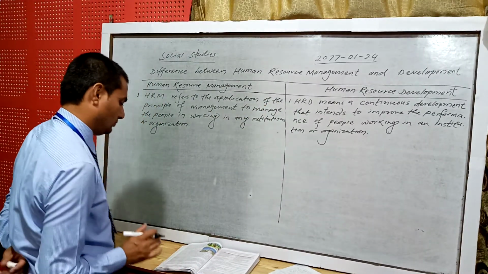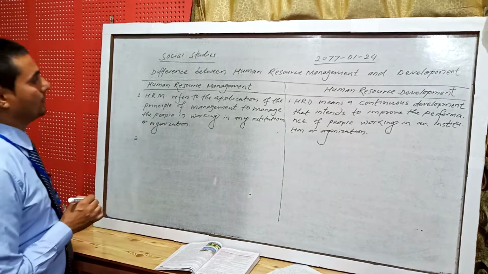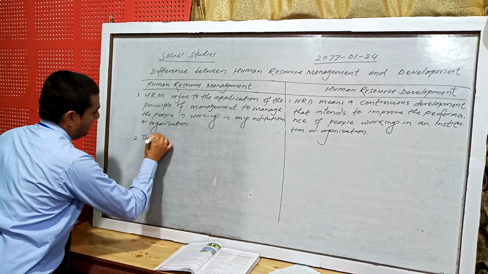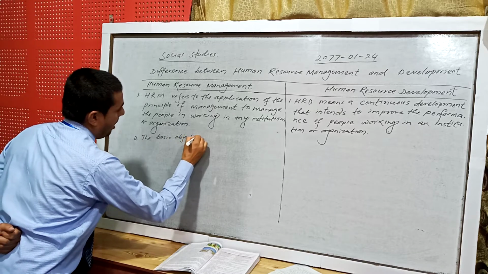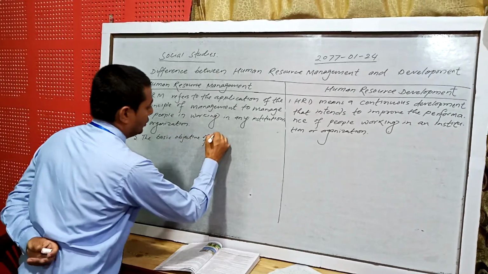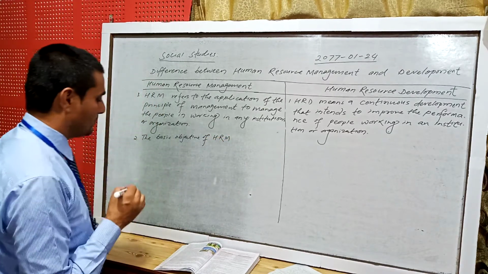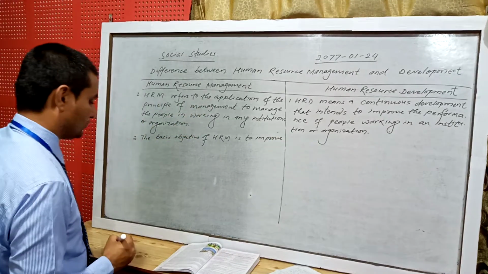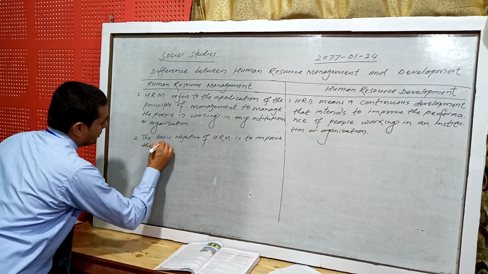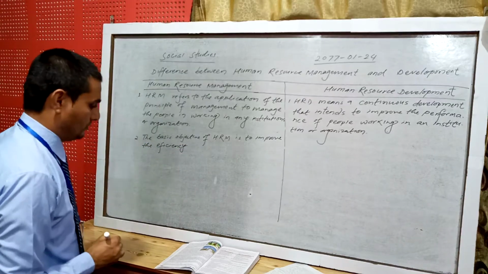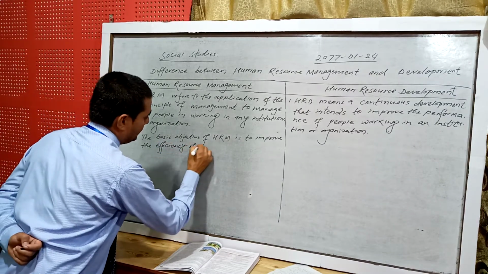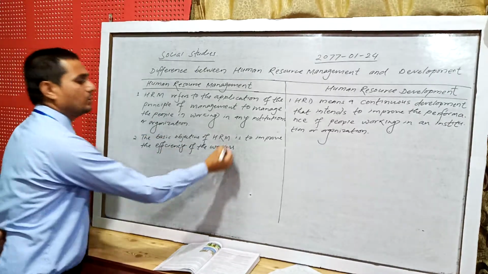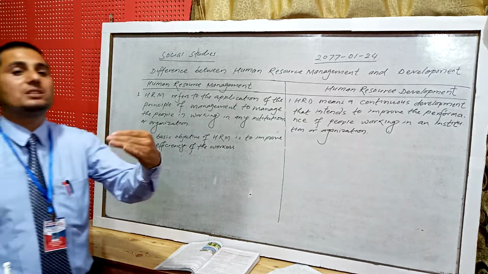Similarly, the second difference between human resource management and human resource development is the basic objective. The basic objective of human resource management is to improve the efficiency of the workers or employees.